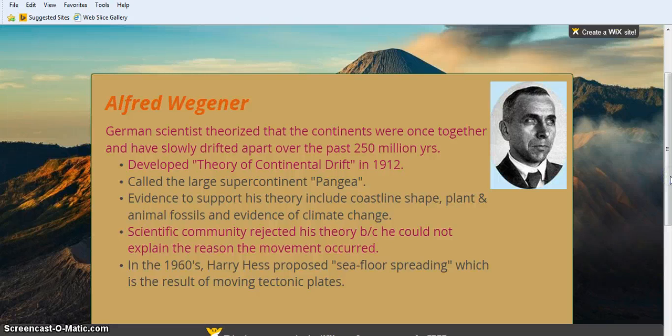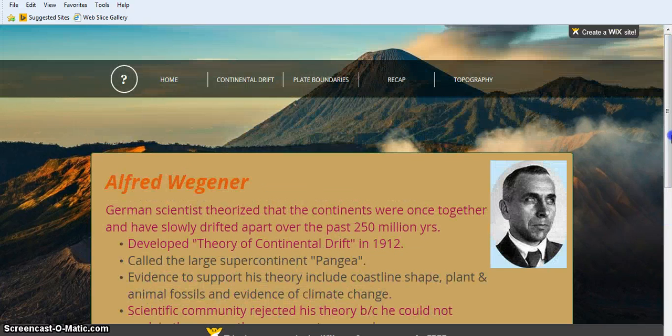In the beginning, the scientific community rejected his theory because he could not explain the reason that this movement occurred. But in the 1960s, another scientist by the name of Harry Hess proposed seafloor spreading, which is the result of the moving tectonic plates. Okay, so let's take a further look at evidence.